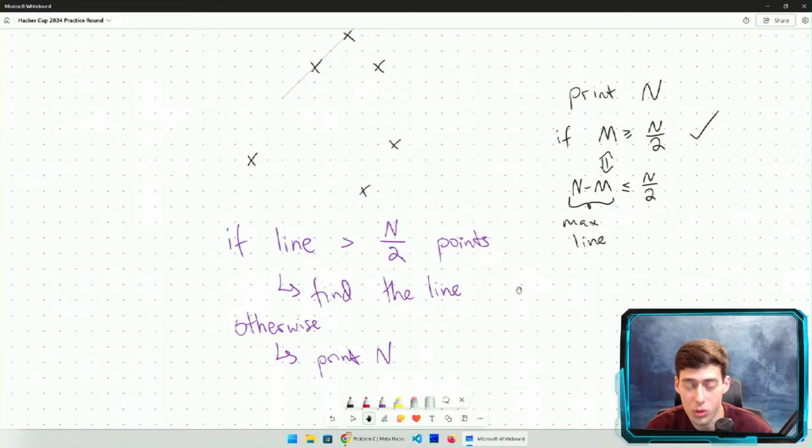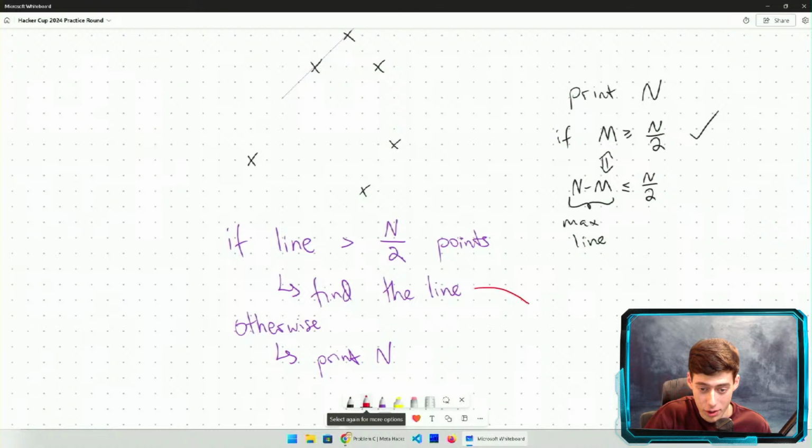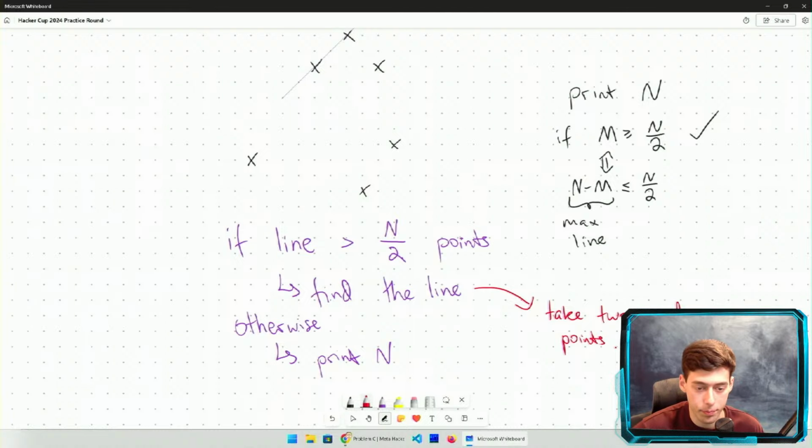if we use something called randomization. So that basically tells us that for this part, when we're trying to find the line with more than half the points on it, if we take two random points from the endpoints, then if there is such a line with more than n over 2 points, right? If there is such a line, then the probability that both of these points will be on that line will be at least a quarter.